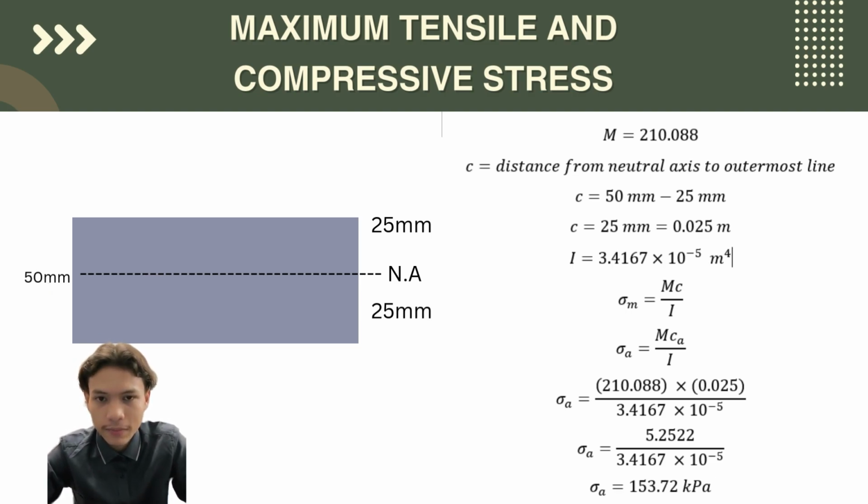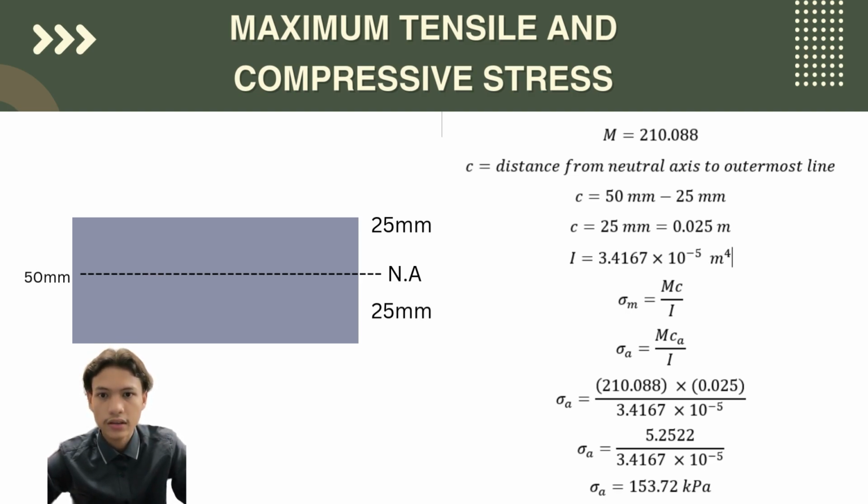Now we're going to calculate the maximum tensile and compressive stress experienced by the table board. So we use the formula sigma equals Mc over I, which means stress equals moment times distance over inertia. We know the moment that we have calculated before, which is 210.088, and we know the inertia, which is 3.4167 times 10 to the power of negative 5 meter to the power of 4.